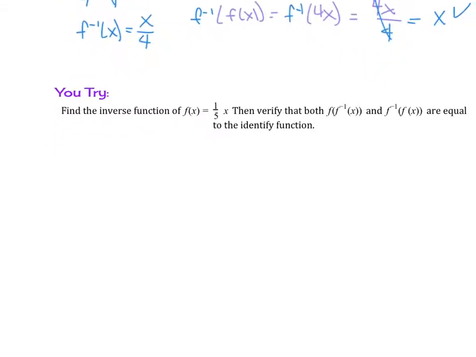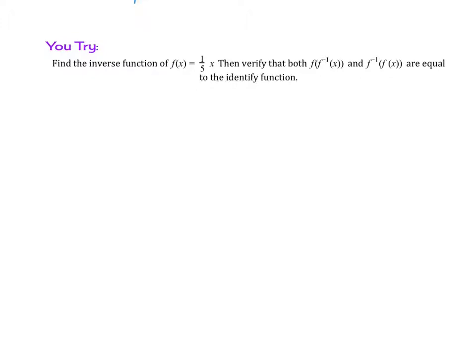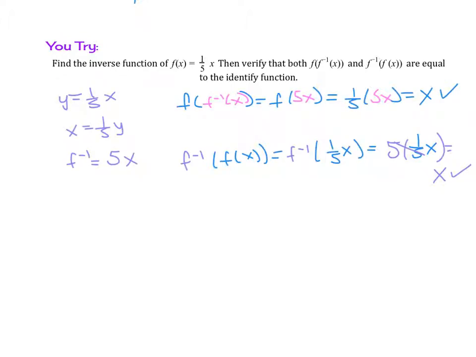So try this example. Find the inverse function of f of x equals 1/5 of x, then verify that f of f inverse of x and f inverse of f of x are equal to the identity function. Pause the video and try it out. So if you tried this out, the inverse is 5x, and then if you verified it, you get f of 5x, 1/5 times 5x equals x. And then the same thing over here.